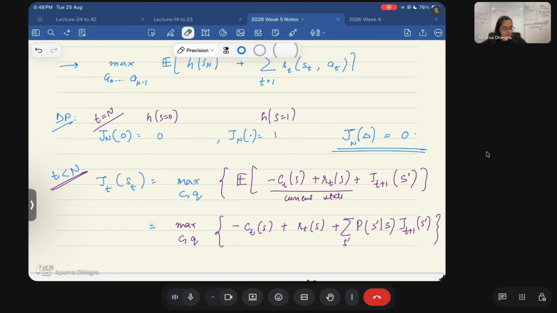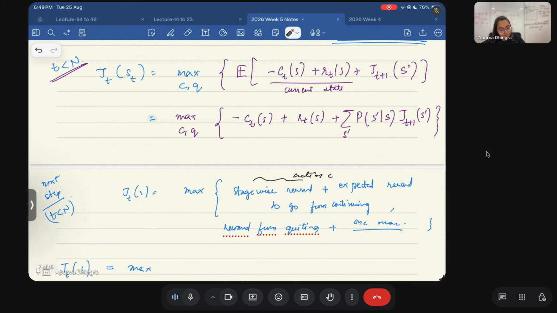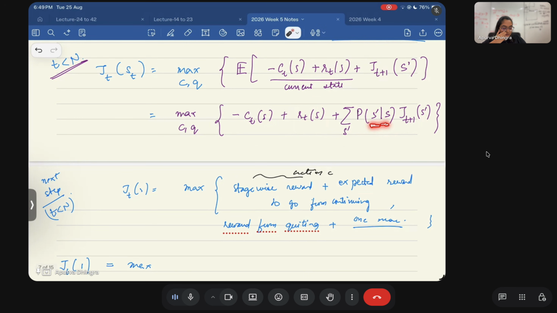Alright, so now let's go over this. What exactly is this object? So the two scenarios would be, suppose you decide to continue. If you decide to continue, you will get a cost, but there won't be a reward. This reward is anyways only there if you decide to quit. So this is one thing, the stage-wise cost, and whatever is the expected reward that you get from here, because then you'll be within that region only. So you'll have something here.